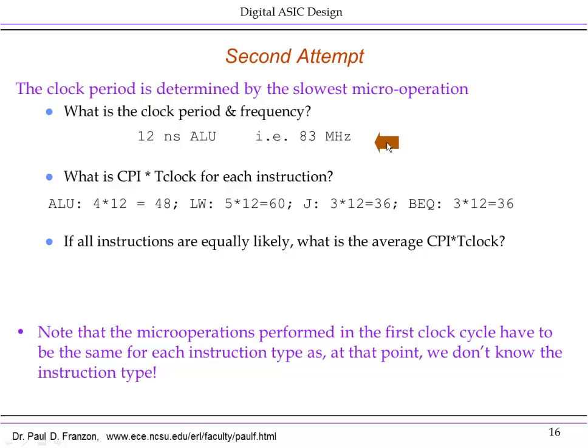Let's then look at the CPI times T clock. The cycles are now longer. 4 cycles for an ALU, 5 cycles for a load word, 3 still for a jump and branch equals. And we multiply that by 12 nanoseconds, and we get the total nanoseconds required to perform each type of instruction. Let's now look at the average of those. 45 nanoseconds. We had 70 nanoseconds before. This is quite a bit faster.